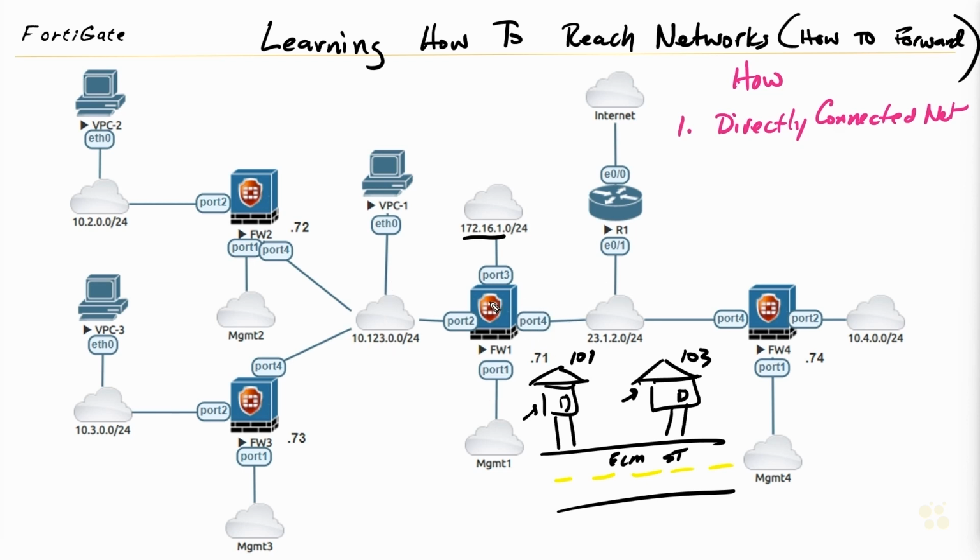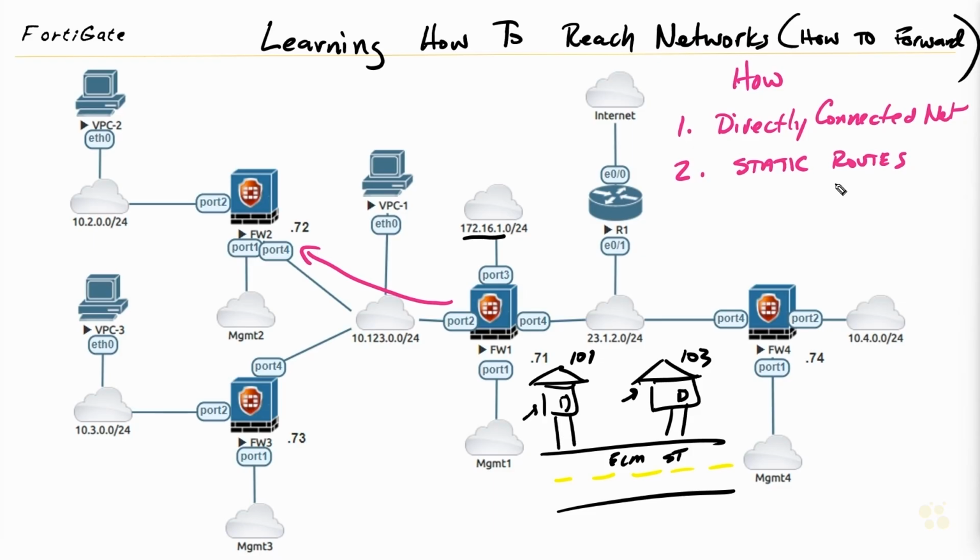Another option for training this firewall on how to reach a given network is to create a static route. And static routes should be used sparingly. A static route is specific configuration that we put on the firewall that says, hey, to get to this network or that network, use this next hop to forward the packet. So for example, here on Firewall 1, we could say, in order to reach the 10.2.0 subnet, go ahead and forward it over to 10.123.0.72, which is the next hop address associated with port 4 on Firewall 2, and then Firewall 2 is directly connected to that network, and so it can forward the packet to the device on that 10.2 subnet.